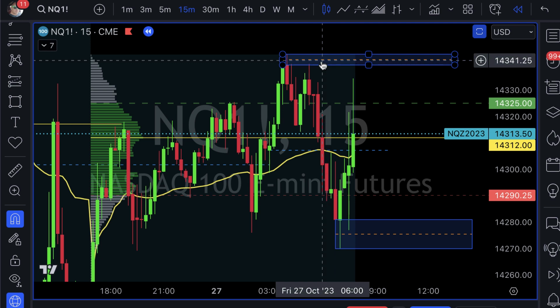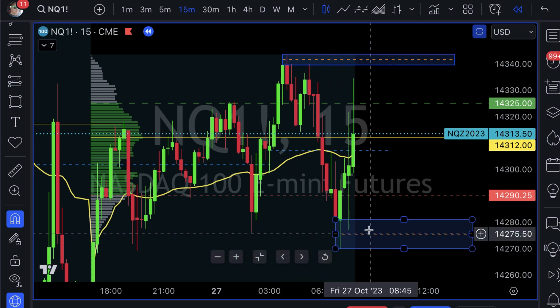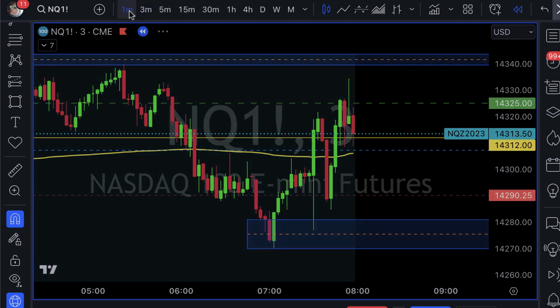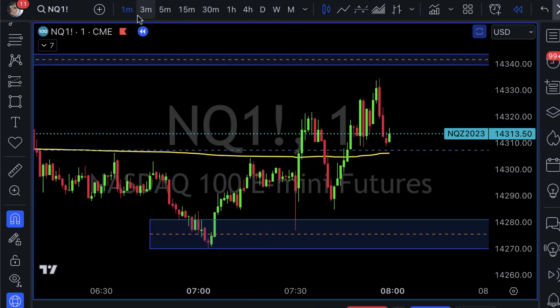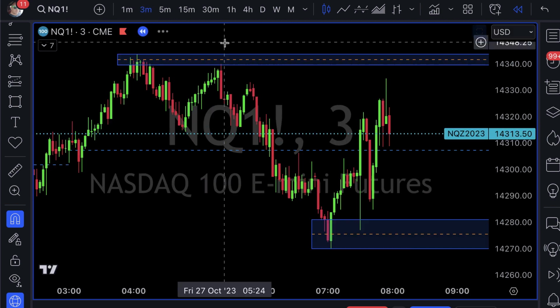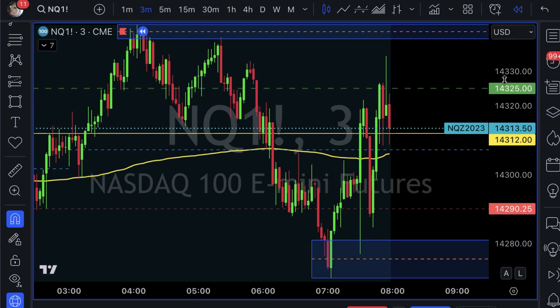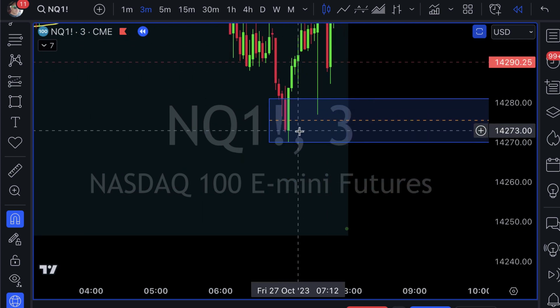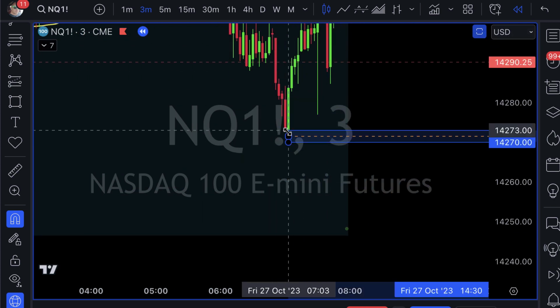Another thing is to mark these spots on the 15-minute. And then if you're wanting to get an entry, come down to a 1 or 3 minute, maybe 5, but really, honestly, a 1 or a 3, and look at these. Your entry can be even more precise, to be this little section right here.